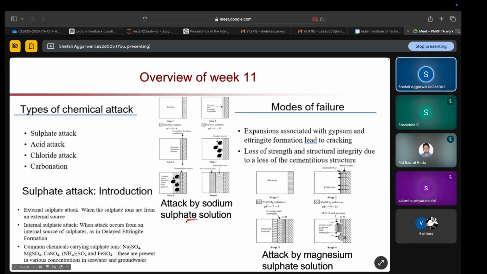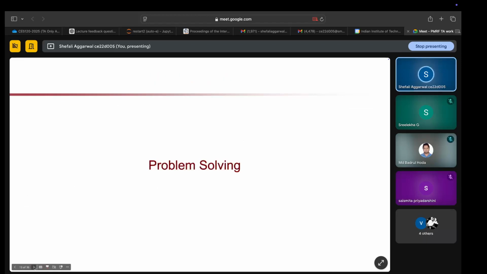So these are two types of sulfate attack because of sodium. These are the various things which happen when sodium sulfate attacks, and this is the step which happens when magnesium sulfate attacks our concrete system. Further things about different types of chemical attack will be studied in week 12. So this is about week 11.